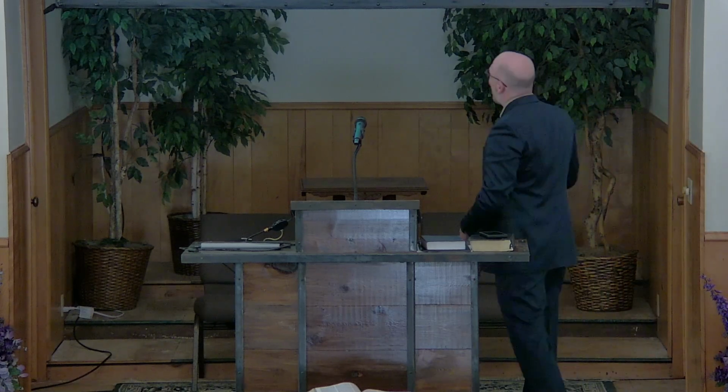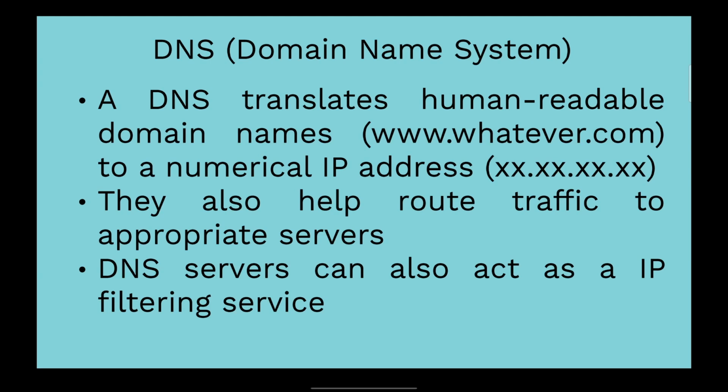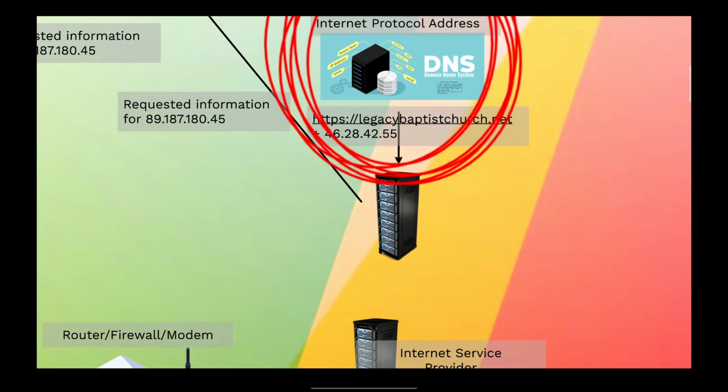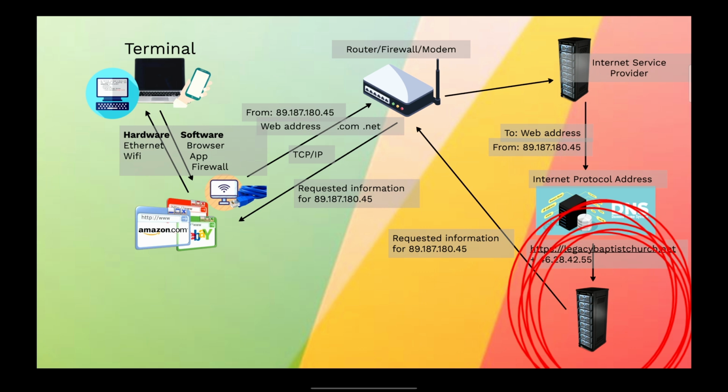And so it goes to the domain name system or the domain name service. And then it goes to, as we've said, the actual server. The domain name system translates human-readable domain names, www.whatever.com, to a numerical IP address, internet protocol address. They also help route traffic to appropriate servers. They form lines of barriers of protection, and they can act as a filtering service. And that's exactly what we're talking about. Then, of course, it goes to the server, and that server sends back the information.